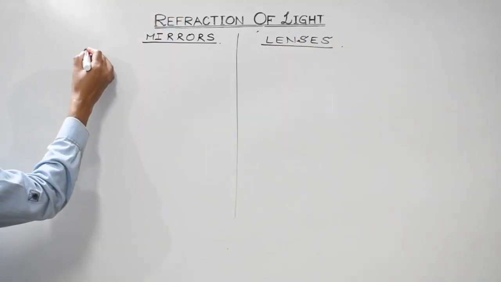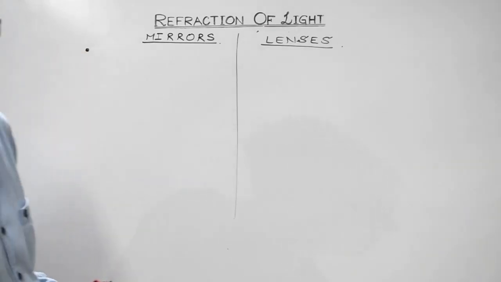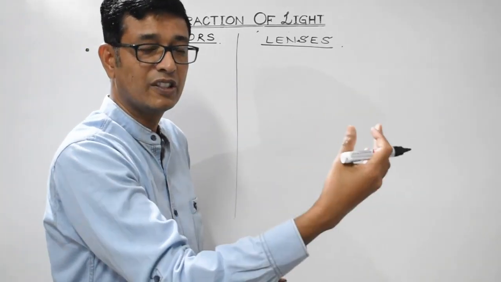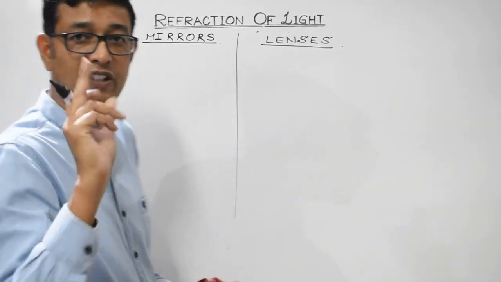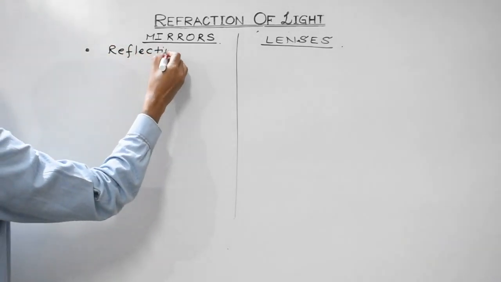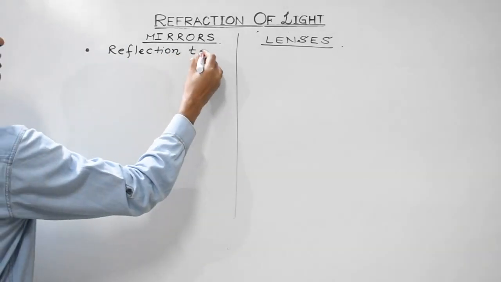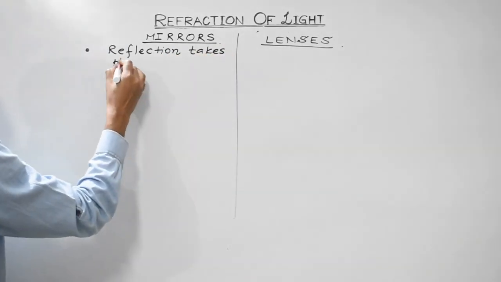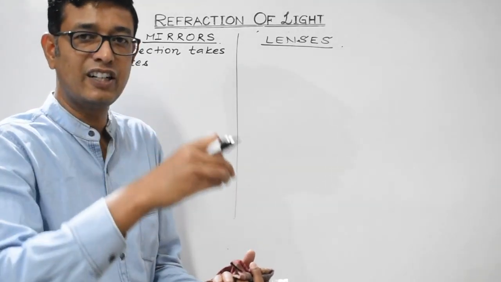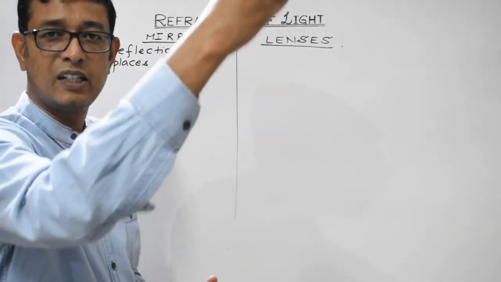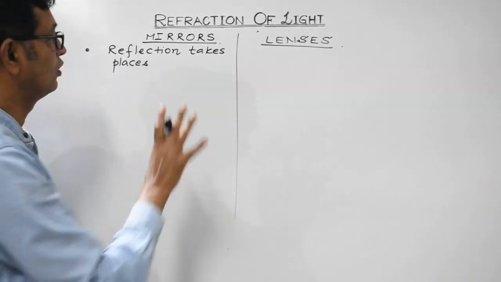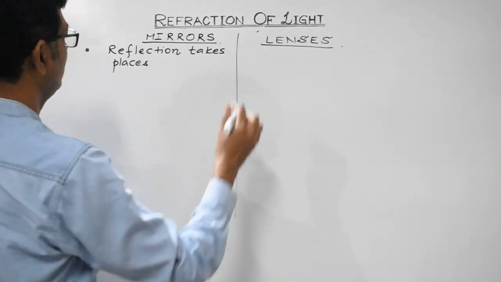Okay. First and foremost point. In mirrors, students, when light is incident, then what happens? It bounces back into the same medium. So, reflection. So, in mirrors, reflection takes place. And not refraction, right? Obviously, when light gets incident on a mirror, partly it will get reflected, partly it will get absorbed, right? But refraction will not take place. So in mirrors, reflection does take place.